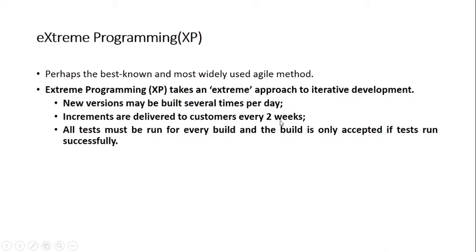Minimum is 2 weeks, maximum is 4 weeks, right? So a major change can be delivered in 2 to 4 weeks, while simple ones can be delivered multiple times in a day. Then all tests must run for every build, and the build is only accepted if the tests run successfully. So we know that whenever you build something, you have to test it properly, right? If it is tested properly, then only it can be delivered and accepted by the customer. So you have to run tests. What is a test? We are talking about the test data or the test inputs that you have identified. You have to execute all those test data on the build you have developed, and if it is successful, then only it will be accepted.